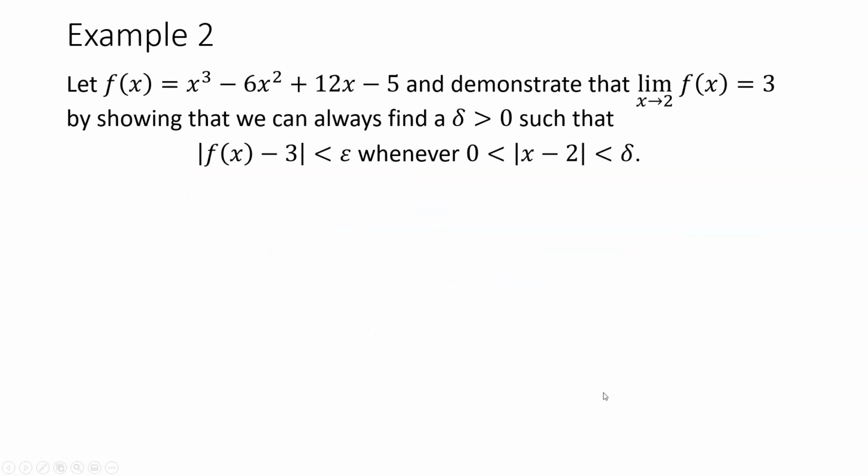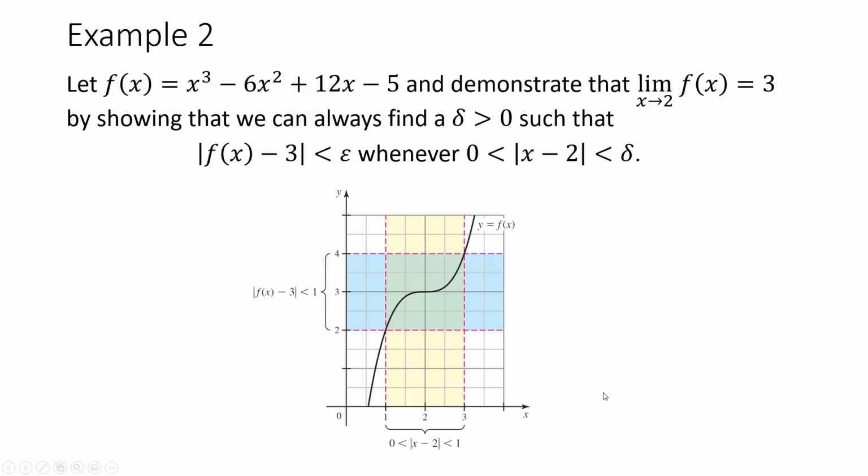And to demonstrate this with a very simple example, let's consider the function f of x equals x cubed minus 6x squared plus 12x minus 5. In this case, we're just going to quickly observe what the graph looks like as a way of demonstrating that we can always find a delta such that |f(x) - 3| is less than epsilon whenever |x - 2| is less than delta. And here's a quick little picture of the graph.